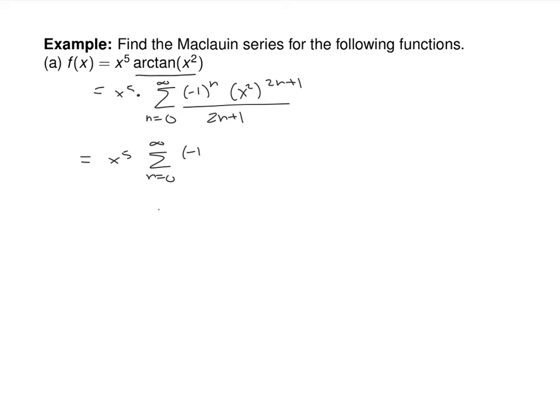All right, that's negative 1 to the n. Now those exponents multiply, giving us x to the 4n plus 2 over 2n plus 1. And now this x to the 5th can distribute, and when you do x to the 5th times x to the 4n plus 2, those exponents add. And we have the sum from n equals 0 to infinity, negative 1 to the n, x to the 4n plus 7 over 2n plus 1.